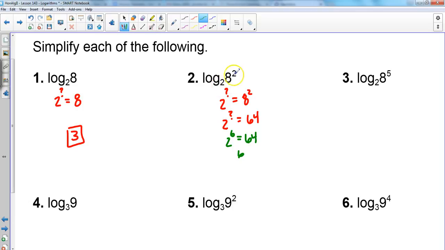What exponent on 2 gives me the thing that's inside? So my answer is 6. And I'm just going to rewrite this in a different way. I'm going to write this as 2 times 3, and we'll come back and look at that in a second. This one gets a little bit harder. We can use our calculators here.